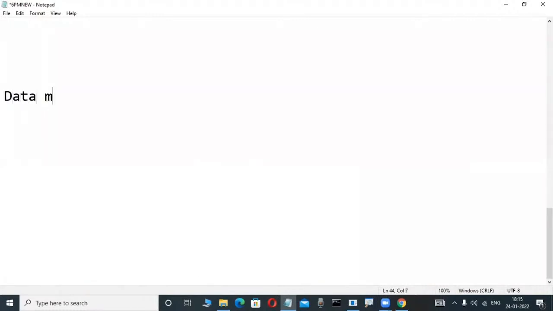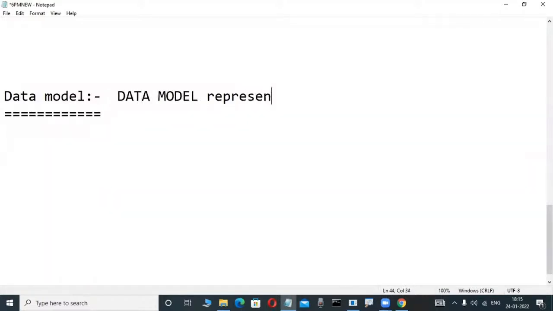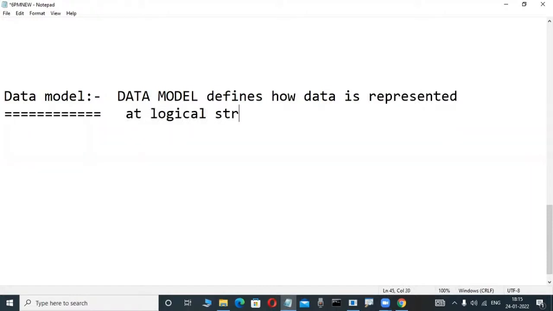Any computer students are there? They're well-known persons. Don't write anything. These are demos. Okay. Data model. Data model defines how data is represented at the logical structure of the database. How easy a definition. Observe it here. Logical structure of the database.